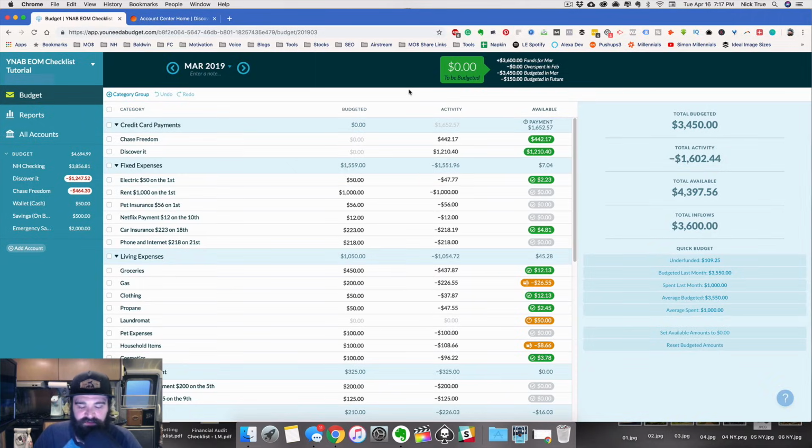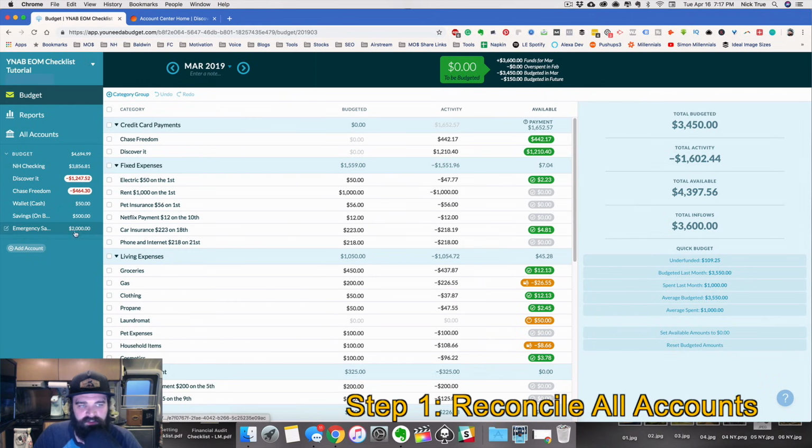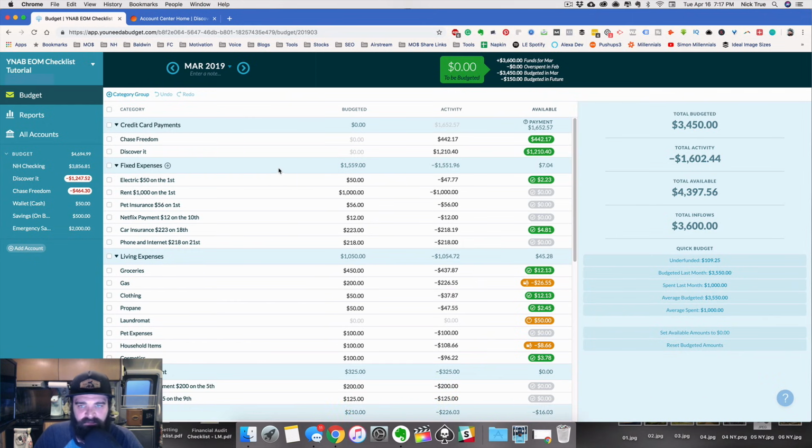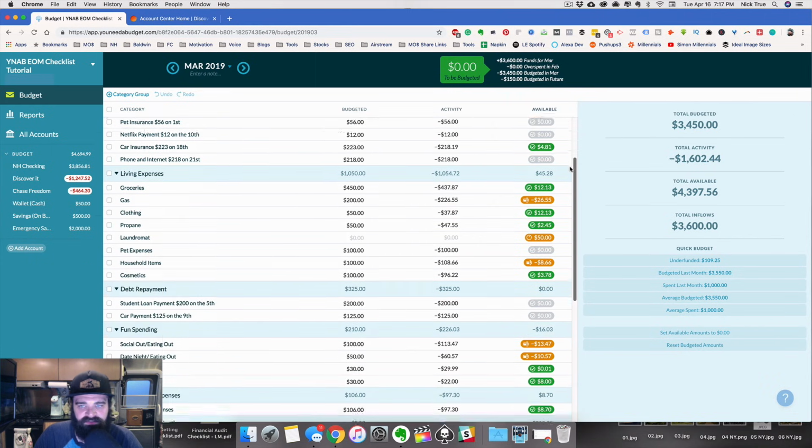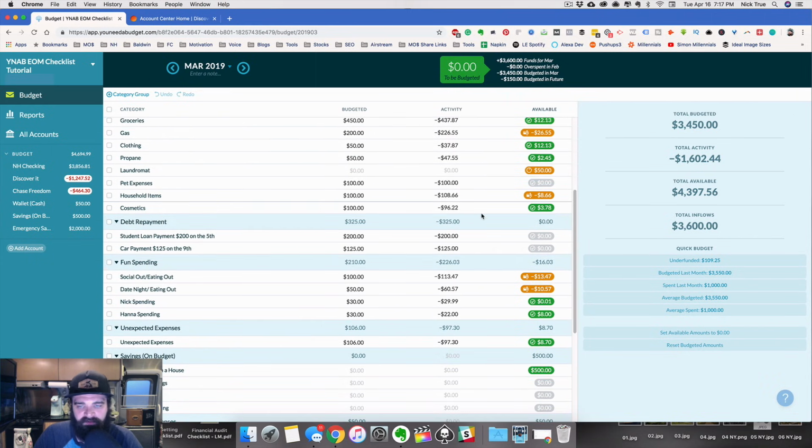Alright, so the first thing that you have to do at the end of the month in YNAB is to reconcile all of your accounts on the left. One of the big mistakes that people make at the end of the month is they start on the budget screen and they want to deal with all of their categories. But we can't deal with all of this until we are 100% sure that all of our accounts are squared away perfectly.